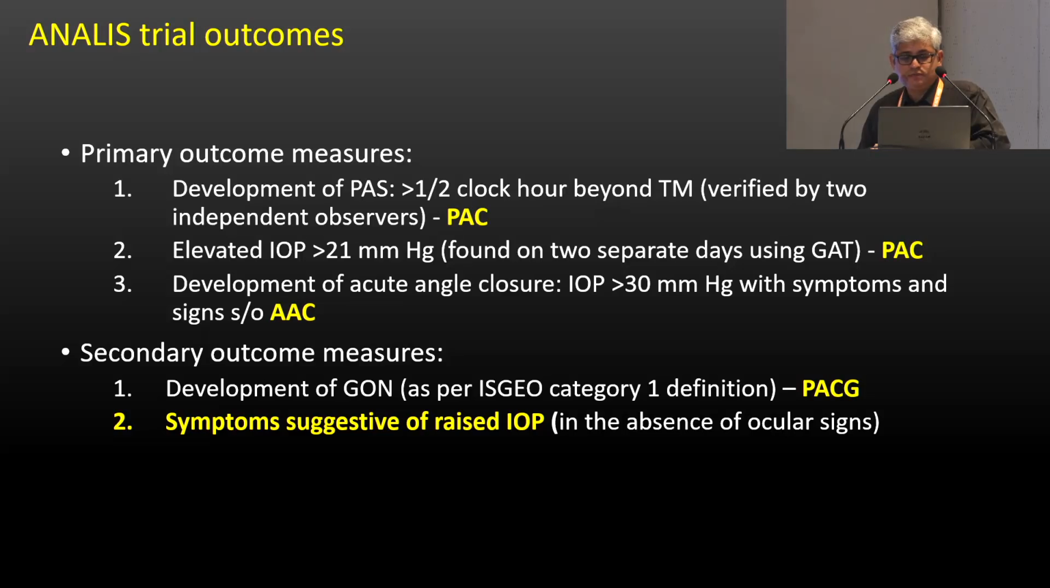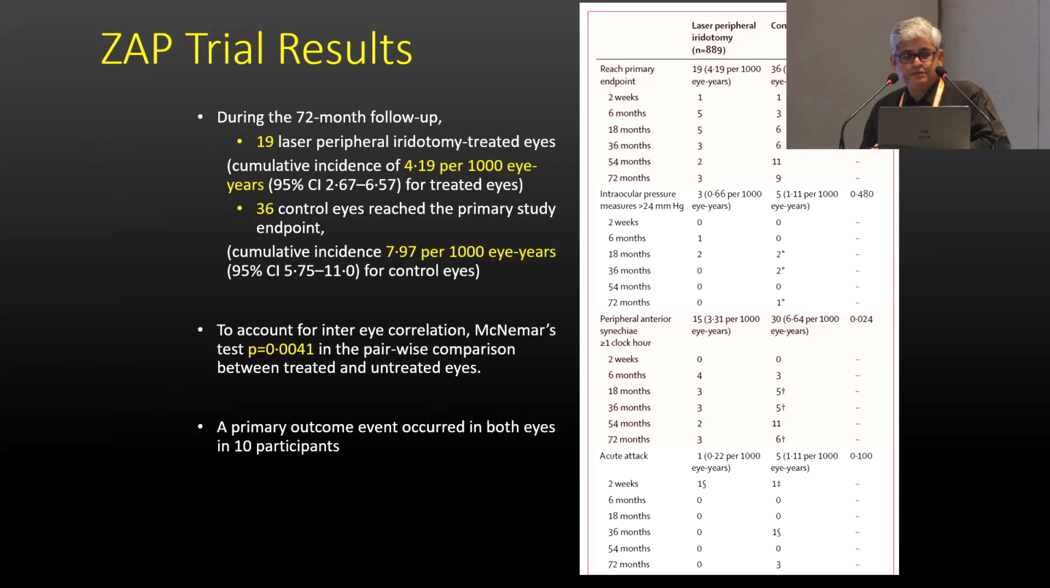More than 21 was considered, and development of acute angle closure, and of course IOP more than 30 with symptoms and signs. That is the definition that was given. And secondary outcomes are development of PACG and symptoms suggestive of raised IOP. So I'll go straight into the results here.